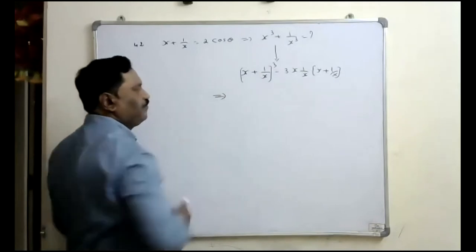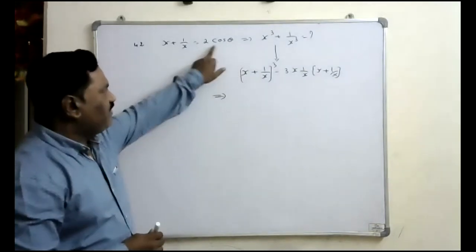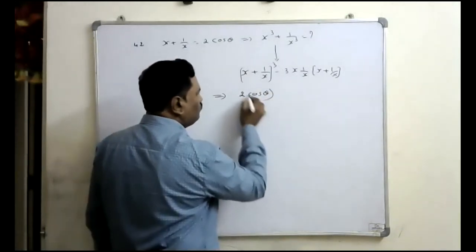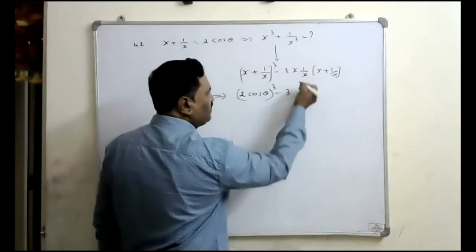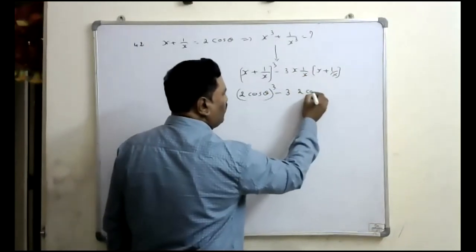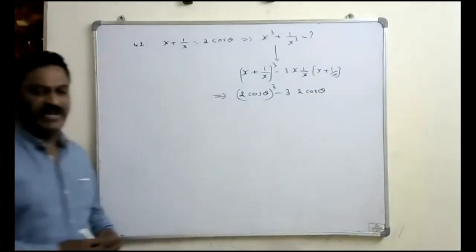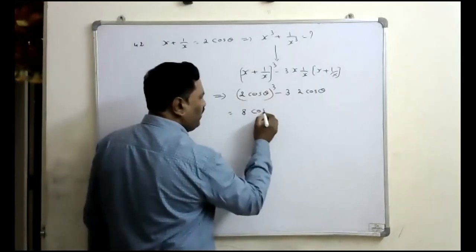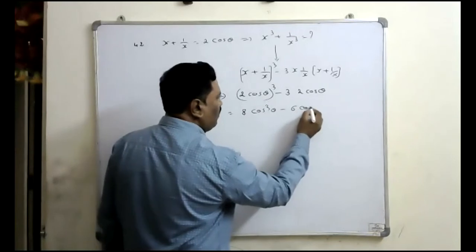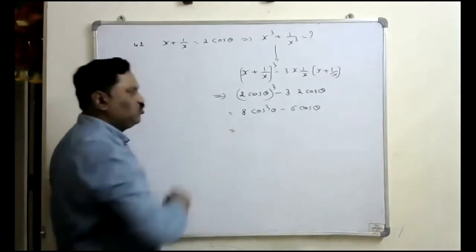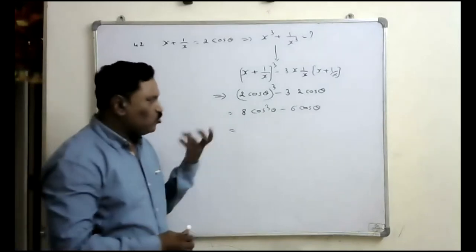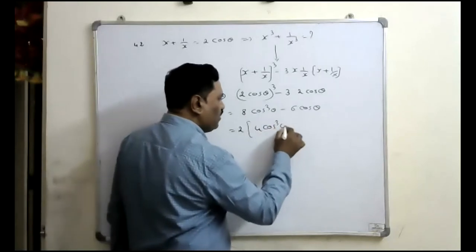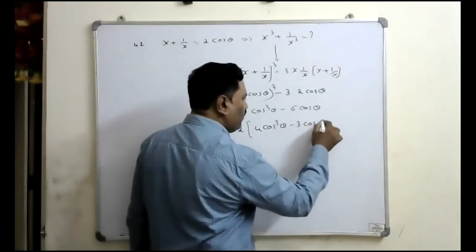So that implies, where x plus 1 by x value was given as 2 cos theta, substitute here 2 cos theta whole cube minus 3 times, where x and 1 by x get cancelled, this is 2 cos theta. Substitute the x plus 1 by x value there. Now 2 cube is 8 cos cube theta minus 6 cos theta. Then from these two terms, from the coefficients, I can take 2 common. Taking 2 common, the remaining is 4 cos cube theta minus 3 cos theta.